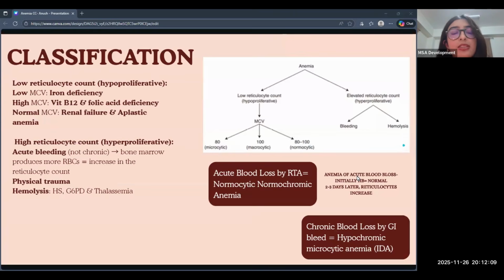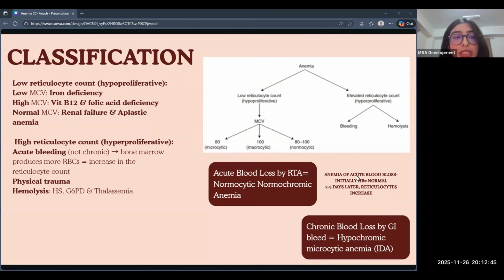Okay, now let's talk about what hypo and hyperproliferation mean. So it basically means the reticulocyte. So if there's a low reticulocyte count, it's hypoproliferative, okay? Now imagine you have a hyperproliferative anemia. How do you further classify it? If it's low MCV, it's iron deficiency. If it's high MCV, it's vitamin B12 and folic acid, which would cause what? Megaloblastic anemia. So if it's normal MCV, it could be renal failure or aplastic anemia.